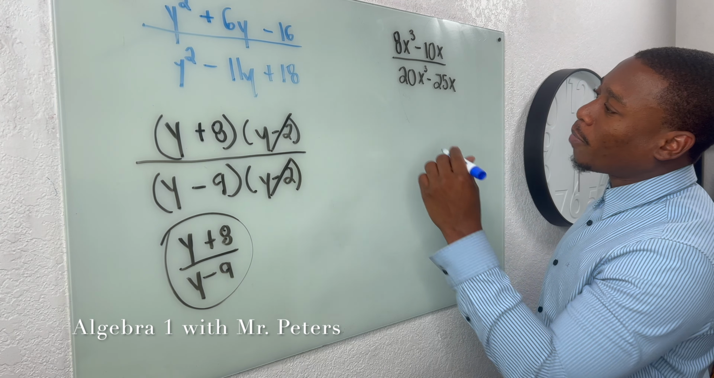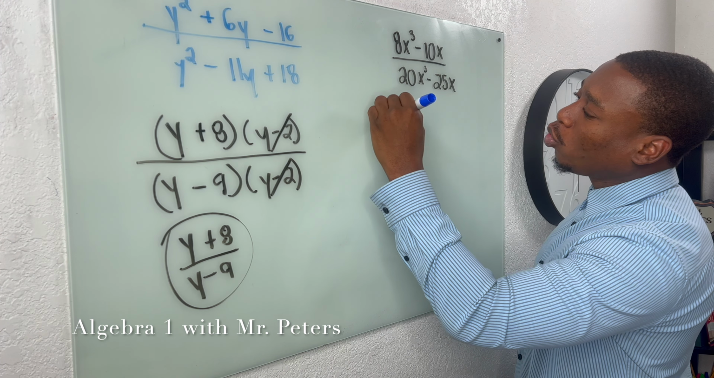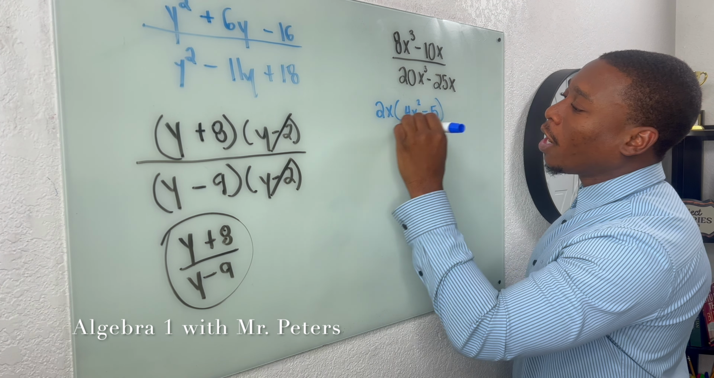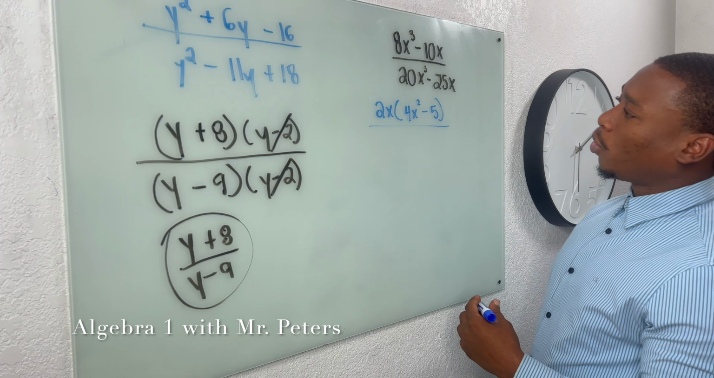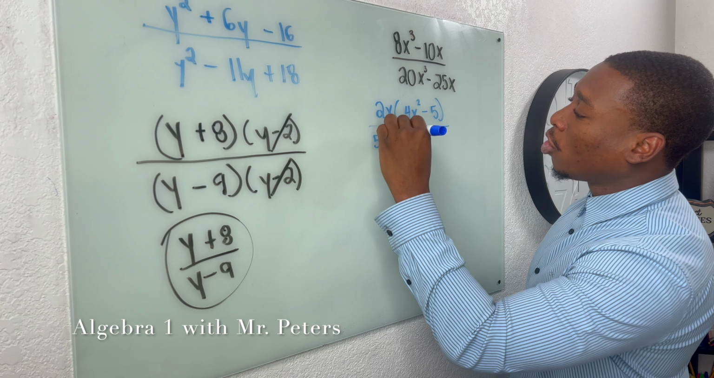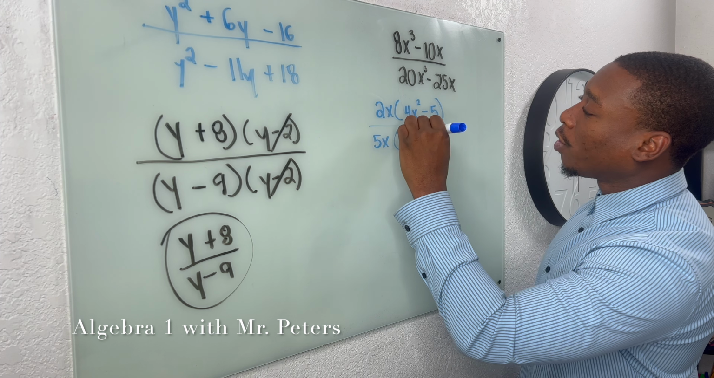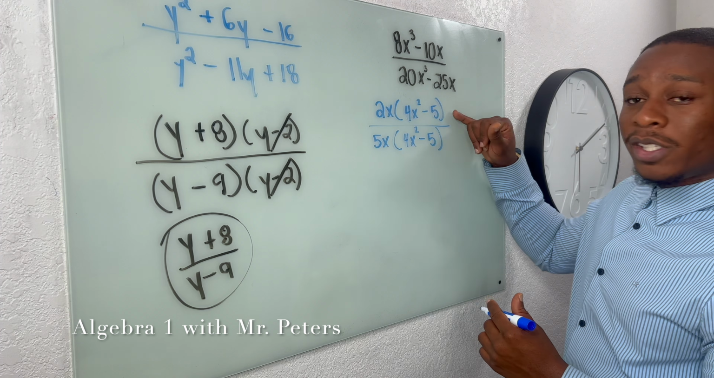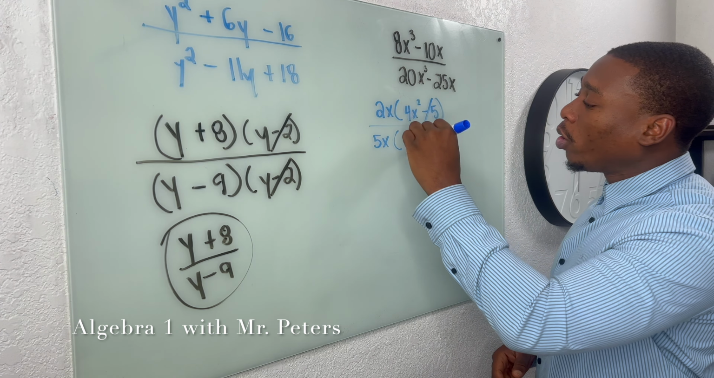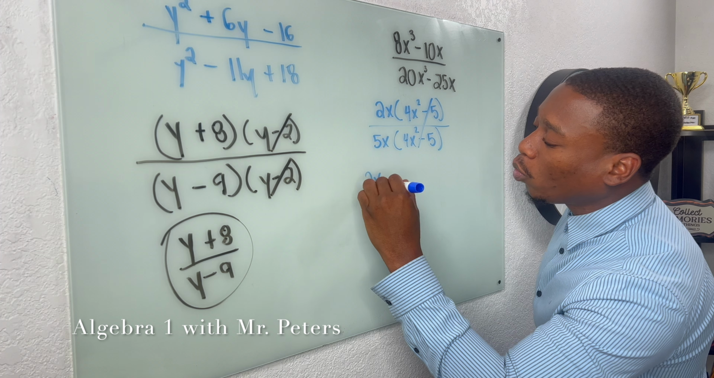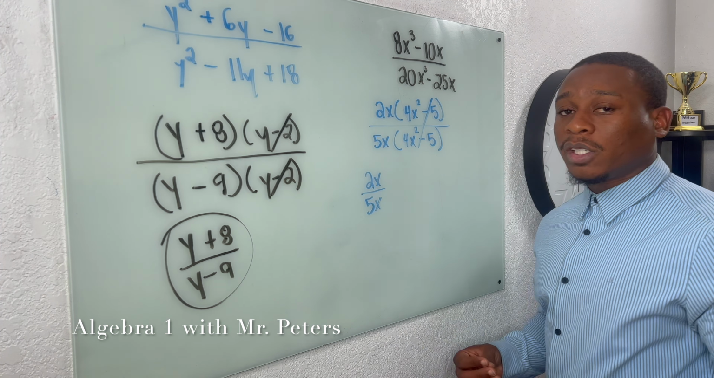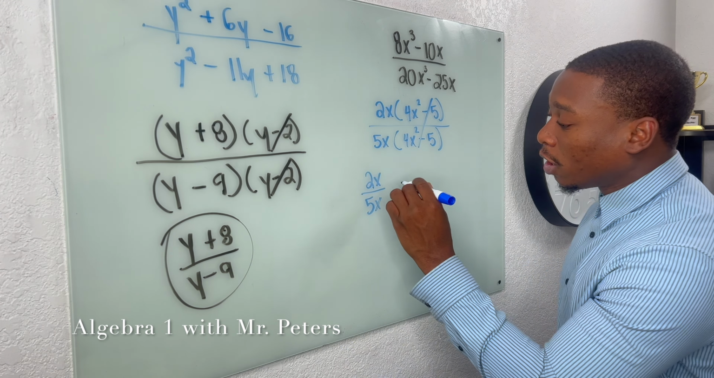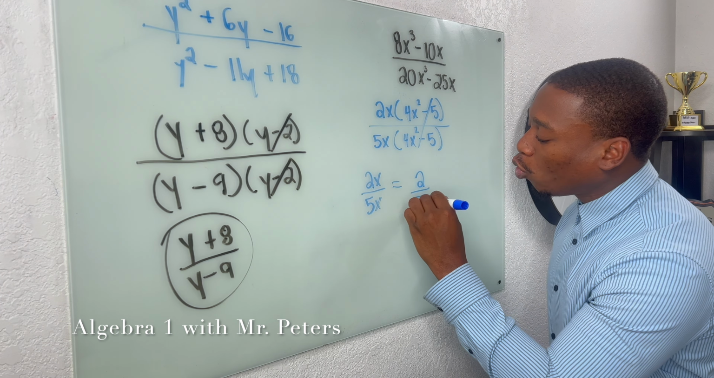So when I look at both the top and bottom, in the top I could pull out a 2x, which will give me 4x squared minus 5. And then on the bottom, we could go ahead and pull out a 5x, which will leave us 4x squared minus 5 inside the parentheses. Now that we notice that both of these are the same, right, same binomials, we could cross cancel and we're left with 2x all over 5x. But just remember, guys, that we could cancel out x and take this even further. So our final answer would be 2 over 5.